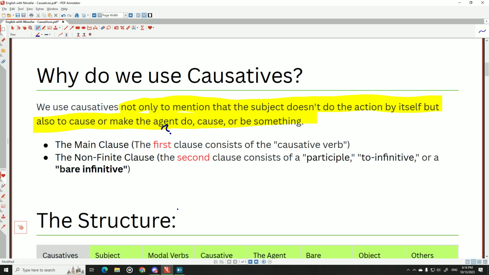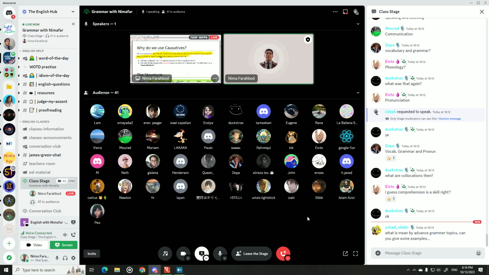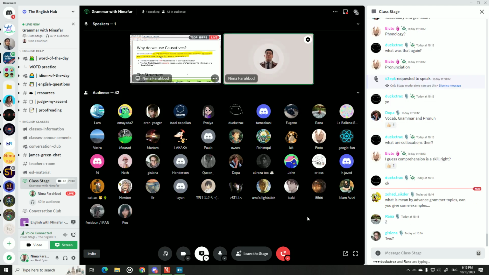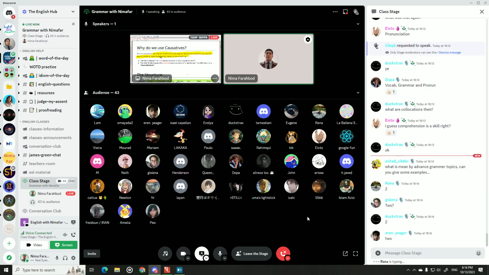The main clause, as you know, for example, in conditional sentences, let me ask like this. How many clauses do we have in conditional sentences? Does anyone know? Let's try to guess other grammar topics as well. For example, if I were you, I would do that. Or if it rains, I will stay indoors. Two. Good.